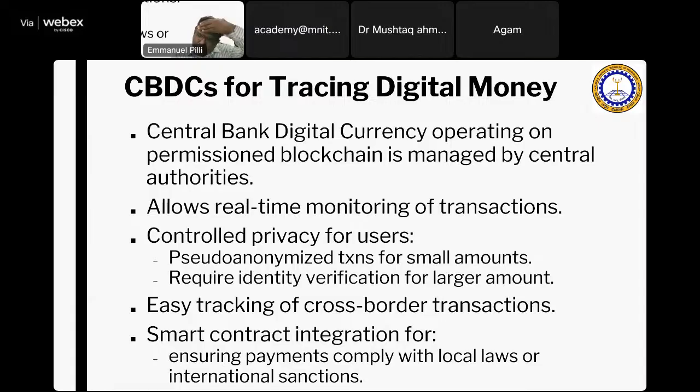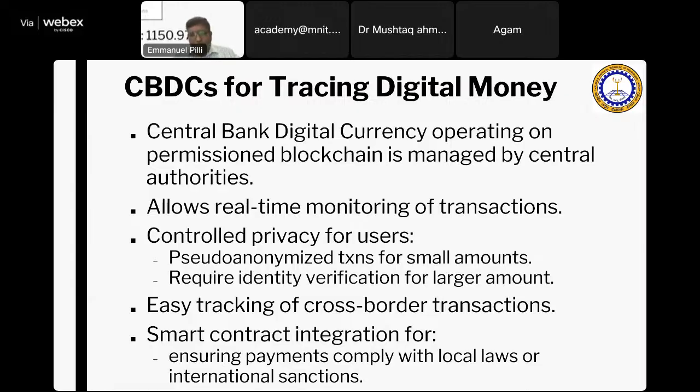So it's something like a bank also. Whenever you make a bigger transaction, there's a phone call where you authorize it, and only then it goes. Similarly, for smaller amounts you have pseudo-anonymized transactions, which are not easy to find out for illegal users, and for larger amounts, you have to physically verify yourself for identity verification. So you know, a lot of money was transferred to bitcoins to the Indian terrorists in the Indo-Pak situation. So that's a bigger challenge, and then it is difficult to maintain it. Smart contract integration for ensuring payments comply with local laws.